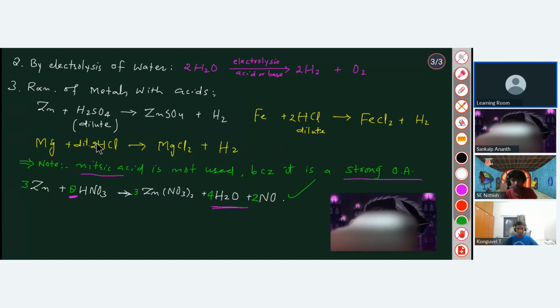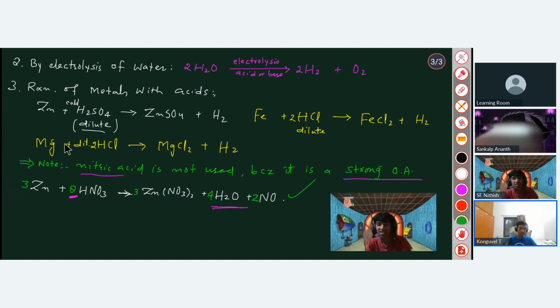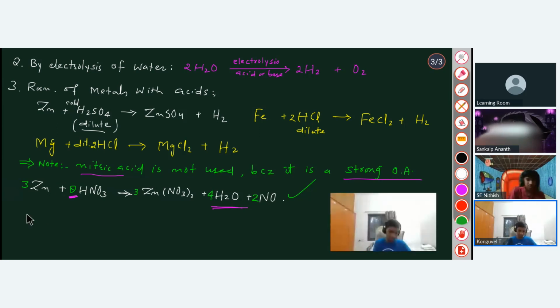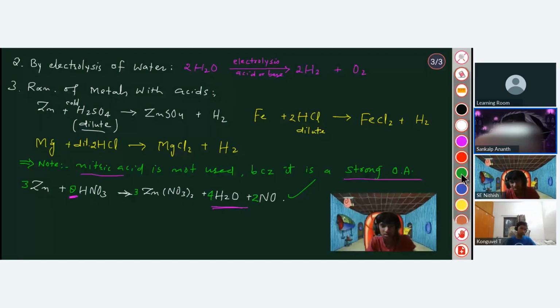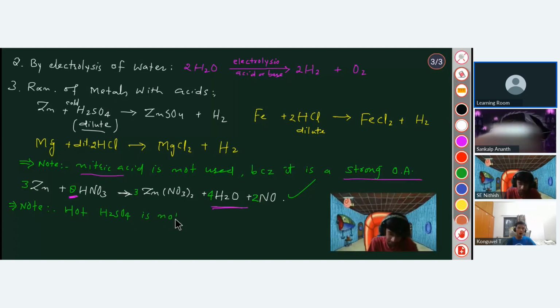Now there is another question for you: why are we not using hot sulfuric acid? I use dilute sulfuric acid and cool here. Because zinc and magnesium are less reactive. But they are reactive with hot. HNO3 takes more preparation and time, that's why we use Zn plus H2SO4. So write that hot H2SO4 is also not used, because when we use hot H2SO4, it forms sulfur dioxide and water. We don't get the hydrogen there.